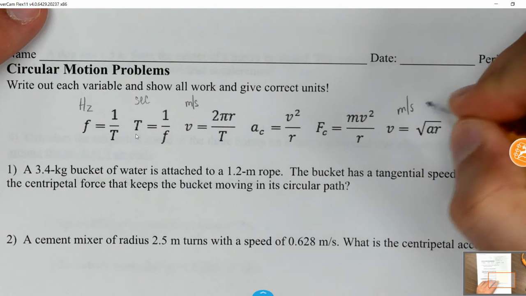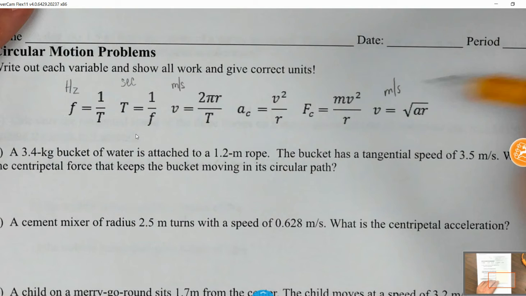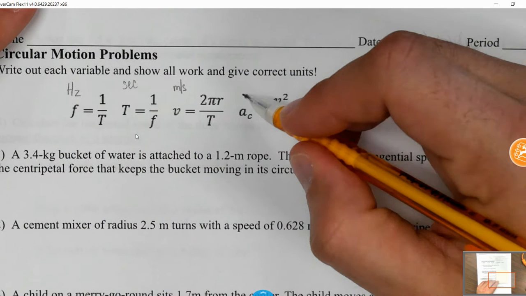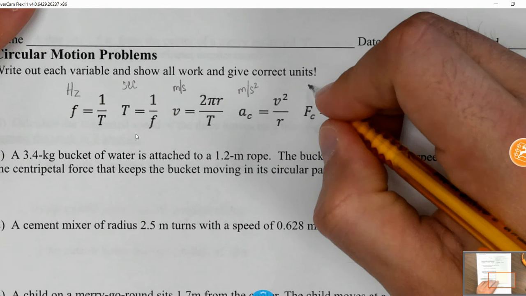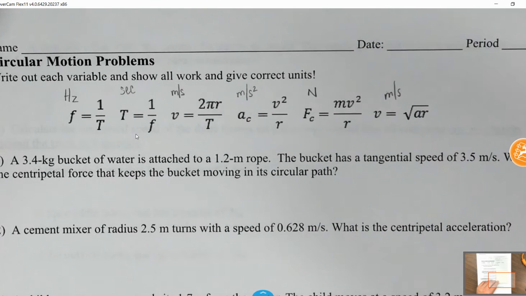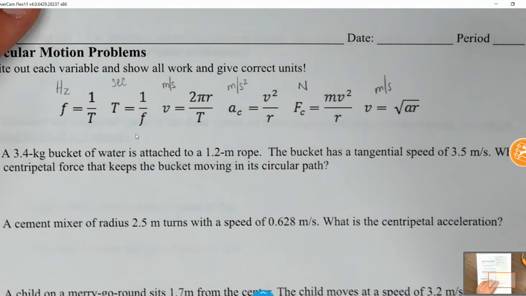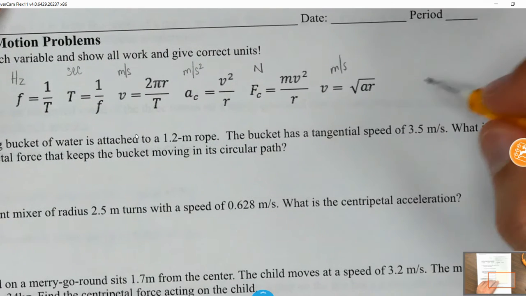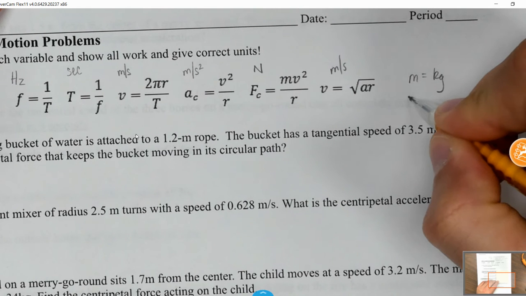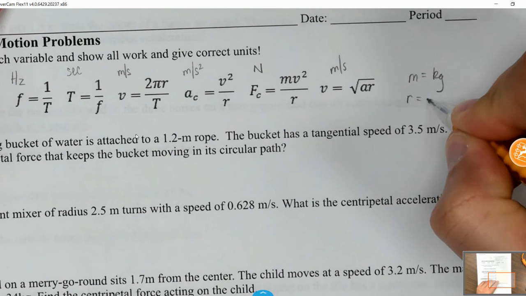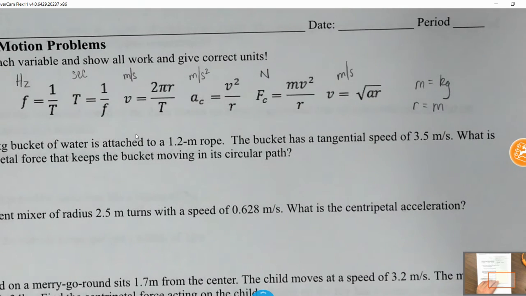I have two of those equations up on the board here. Acceleration, meters per second squared, and centripetal force is going to be in newtons. Anything else that we may need? Well, mass is in kilograms, and the radius we want in meters.